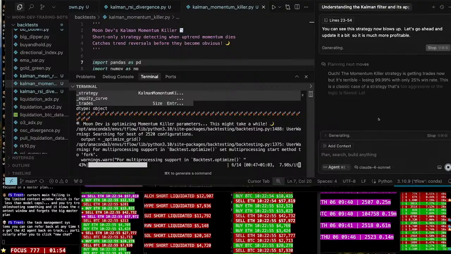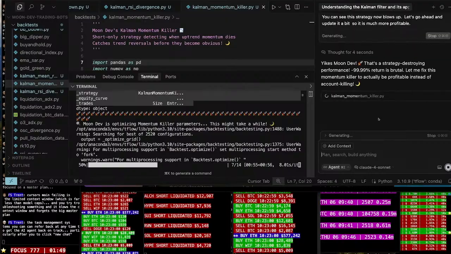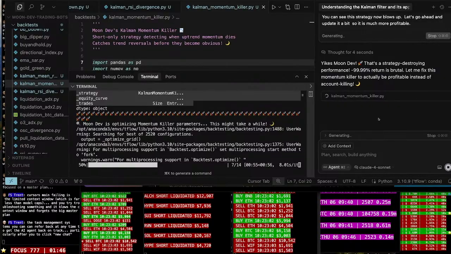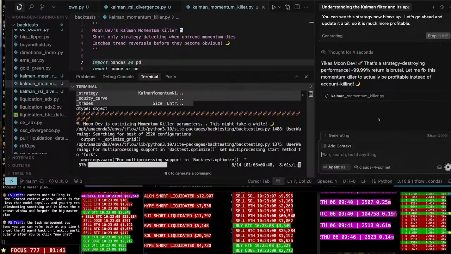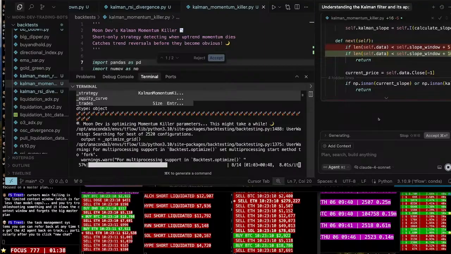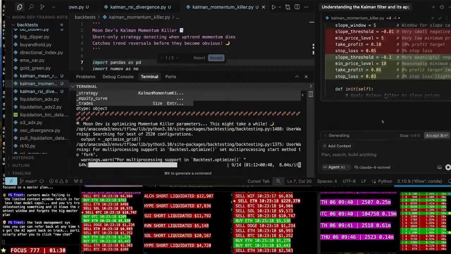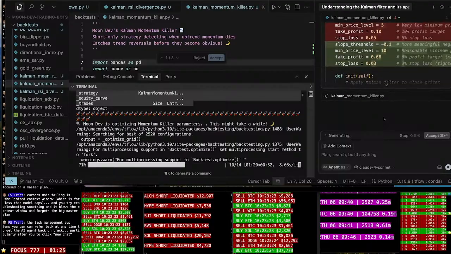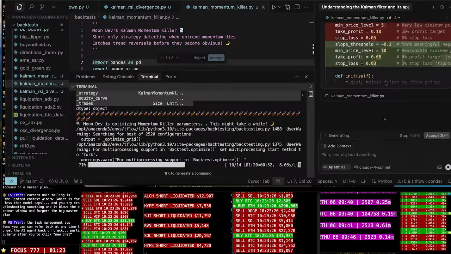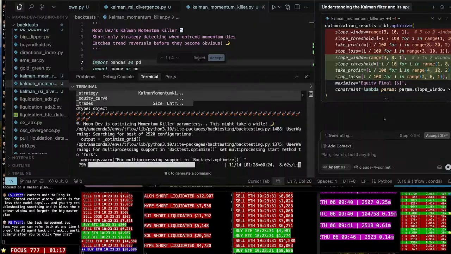I want to figure out how to use the Kalman filter because it came from somebody that I really respect in this game. Yikes, Moondev, that strategy is destroying performance. Return is brutal. Let me fix this momentum killer to actually be profitable instead. Come on, Trent, give us something, bro. How's it apply, bro? How are we going to use it? Task management system.